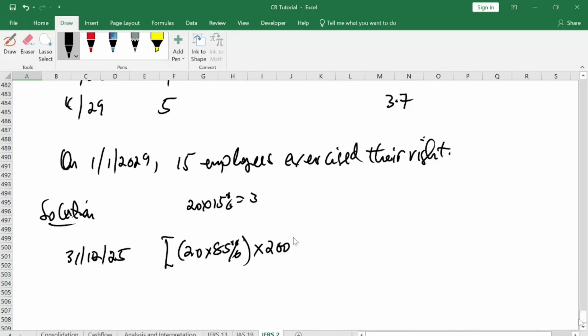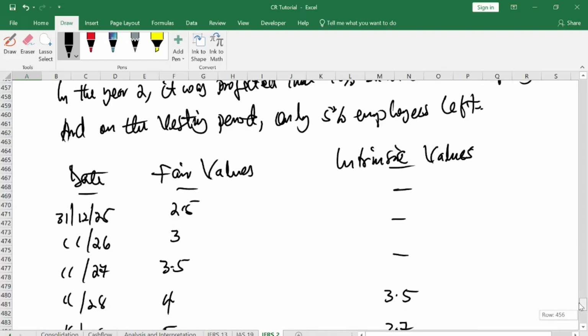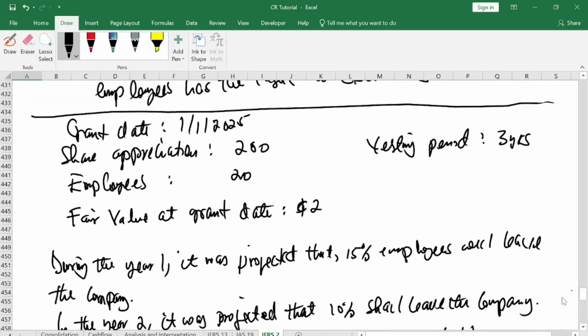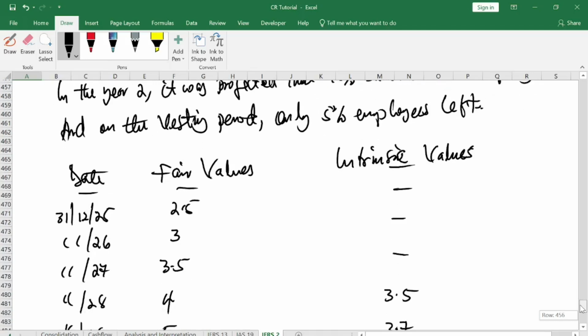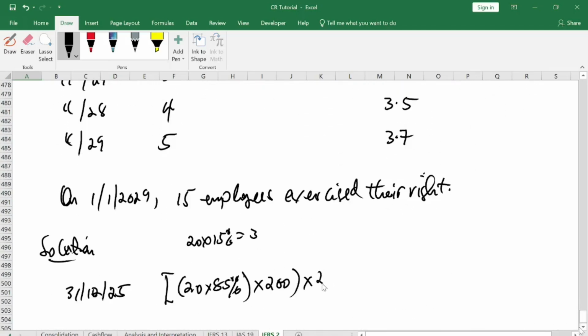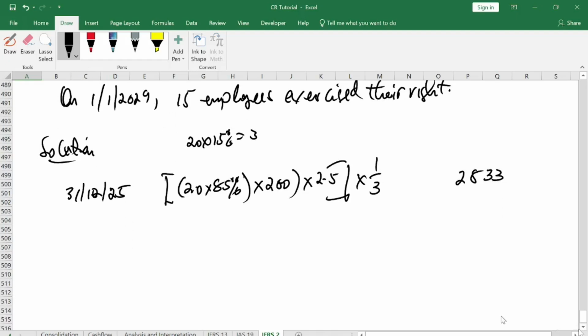After that, you multiply by the fair value of the share. What is the fair value share? They brought the grant date fair value of 2 to deceive you. All you have to pick is the fair value at the end of the accounting year, which is 2.5. So you have 2 cedis 50 pesewas. When you are done, then you weight it. The vesting period is 3 years. So you have 20 minus 3, multiplied by 200 share appreciation, multiplied by 2.5. This one will give you 2,833.